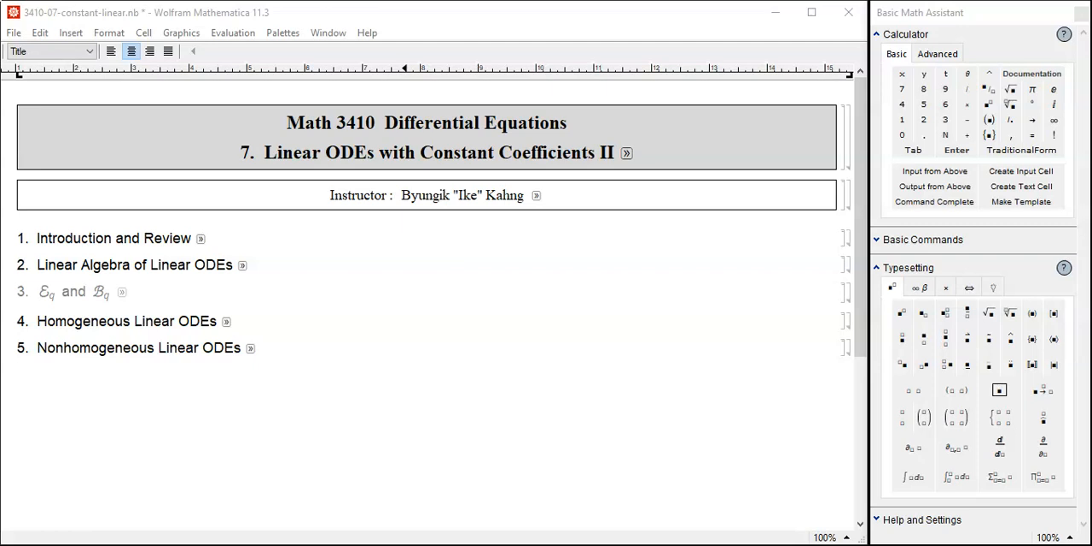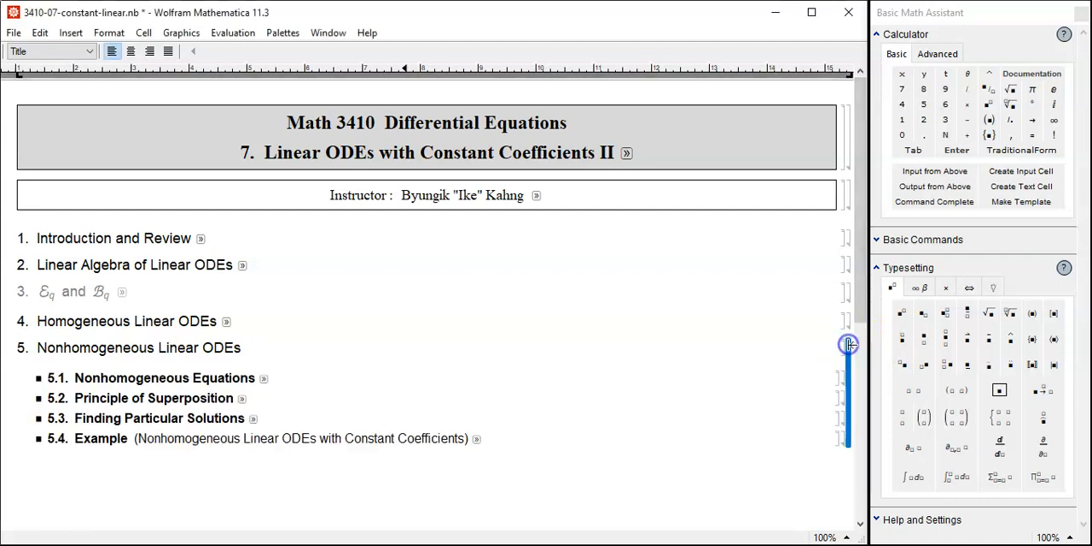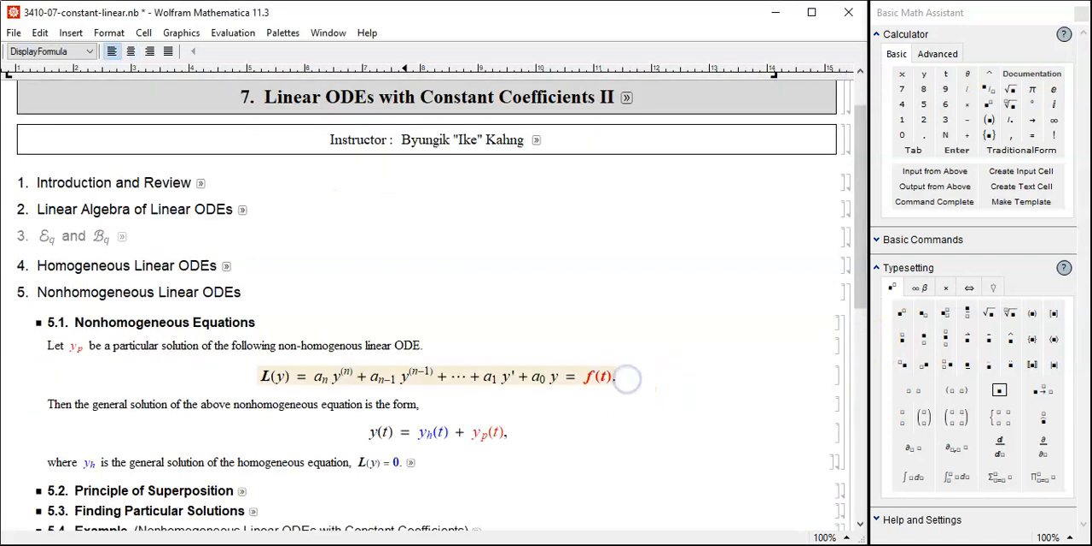Now let's go to section 5 and begin discussing the non-homogeneous case. Here's the general form of the equation. The left-hand side is the same as before. On the right-hand side, we have f of t instead of constantly 0. This function f of t is often called a non-homogeneous term.